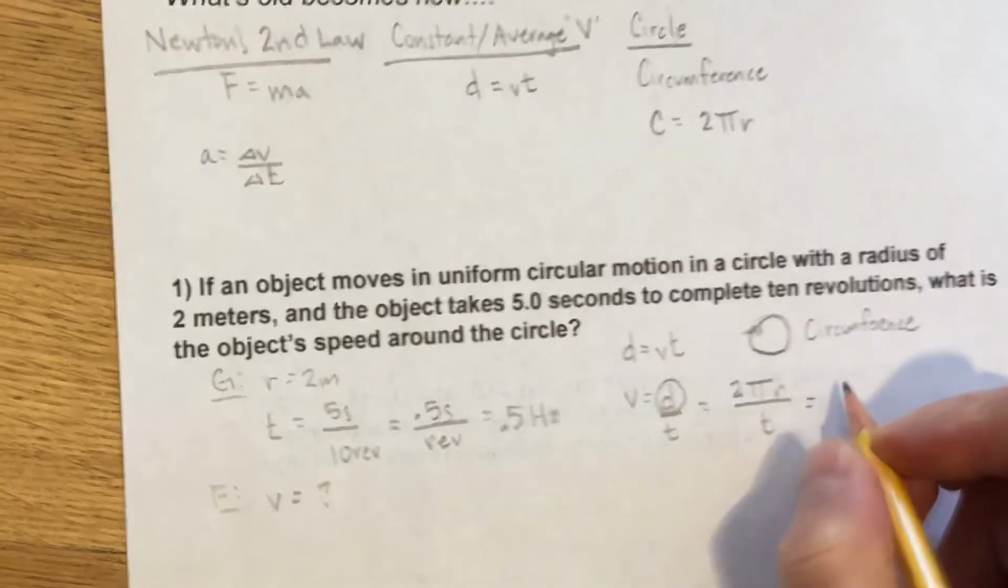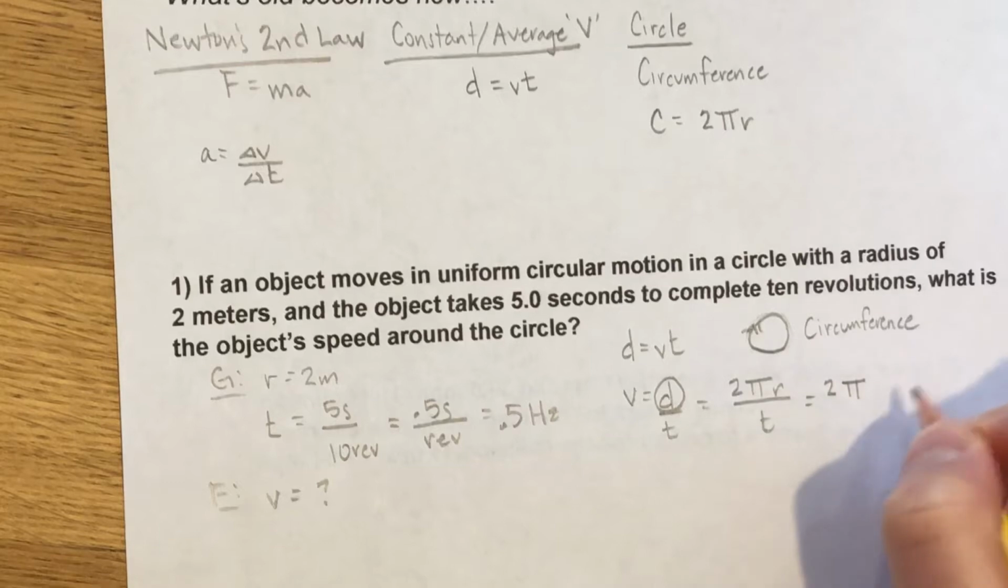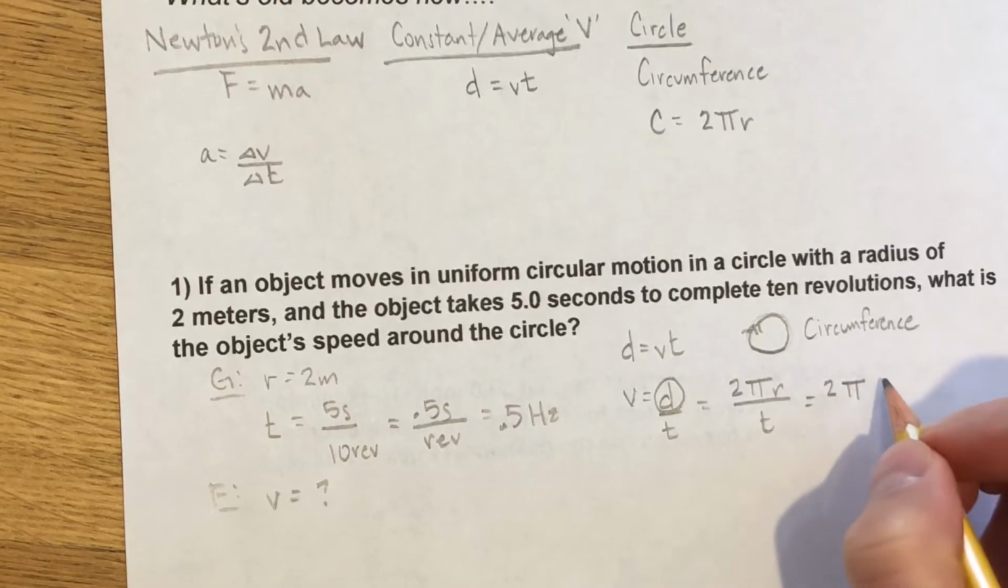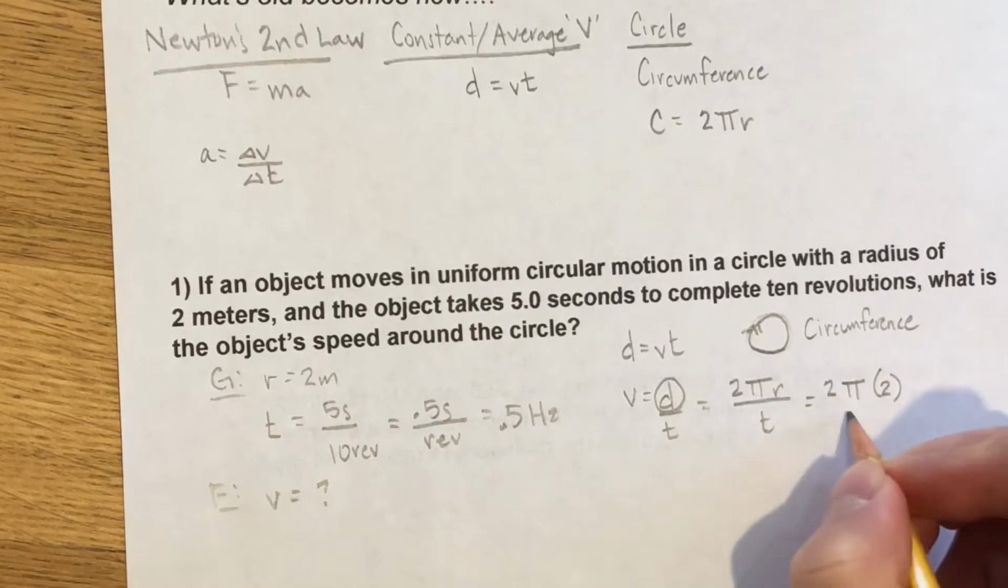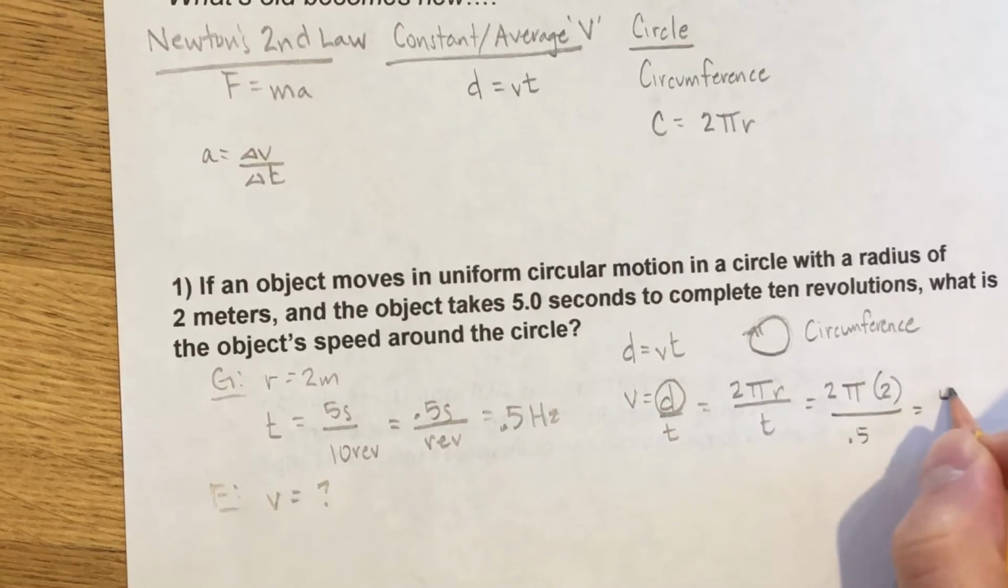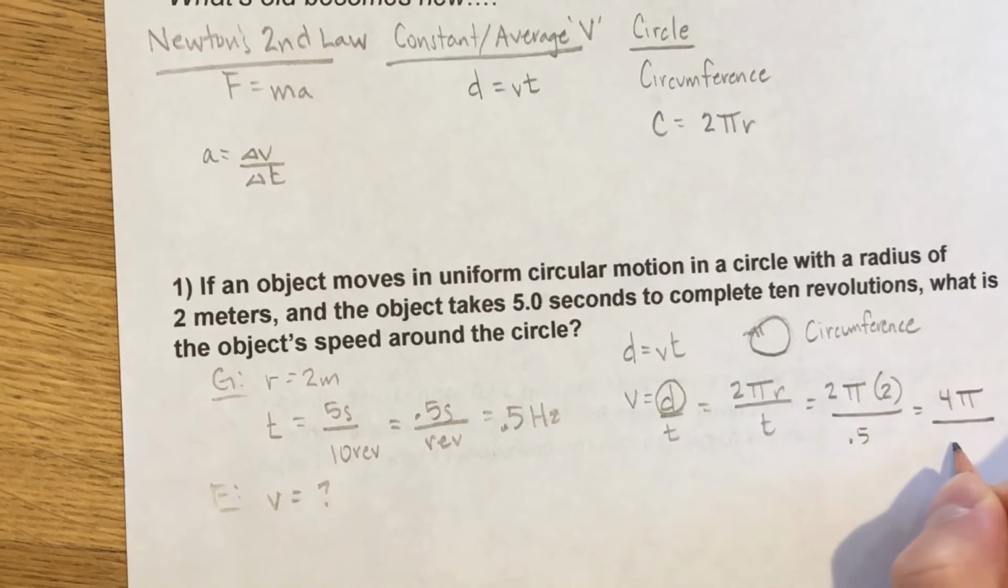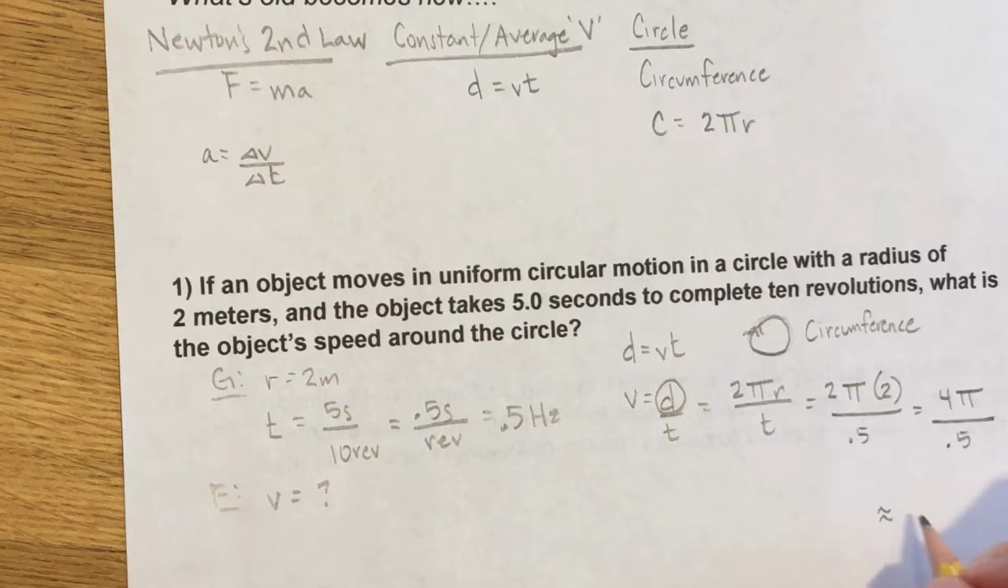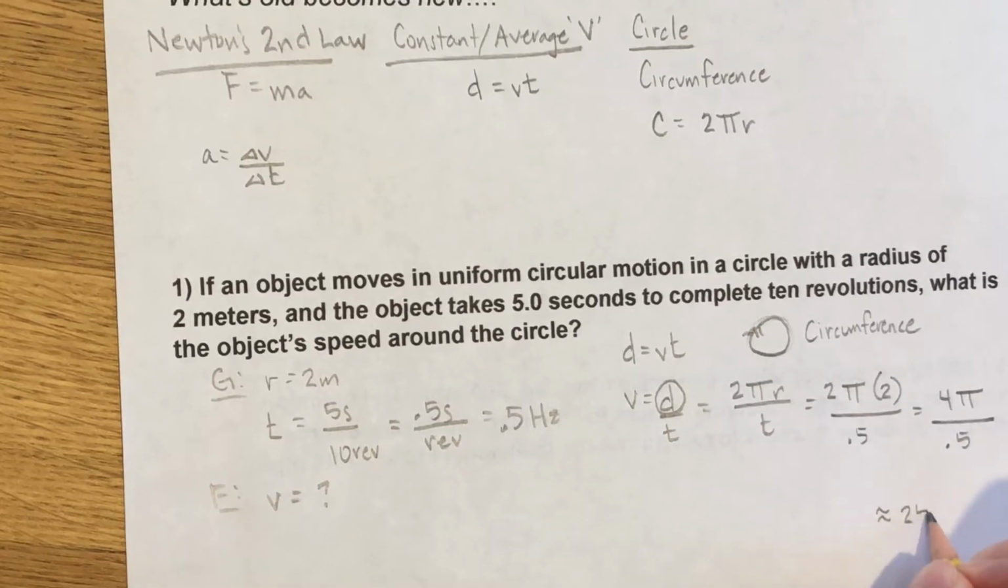So here we have 2 pi times the radius of 2, and the time to travel that specific distance is 0.5 seconds. So we end up with 4 pi over 0.5, and if you work that out, you get that the speed around the circle is approximately 25.1 meters per second.